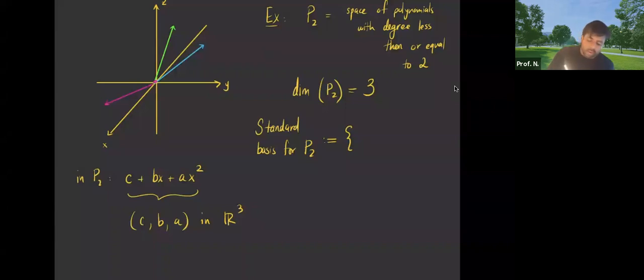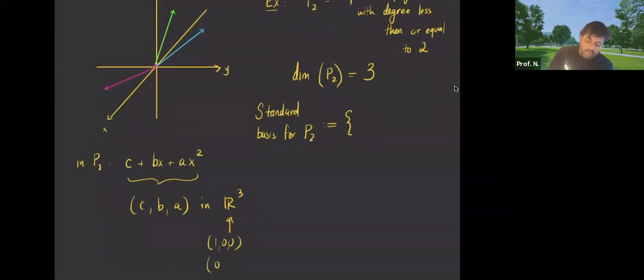And what are the elements in R3? What are the standard basis elements of R3? 1, 0, 0, right? Then the other one is 0, 1, 0, right? And then the last one is what? 0, 0, 1. But if you convert that back into P2 space, what does 1, 0, 0 correspond with? It corresponds with a polynomial that looks like this: 1 plus 0x plus 0x squared.